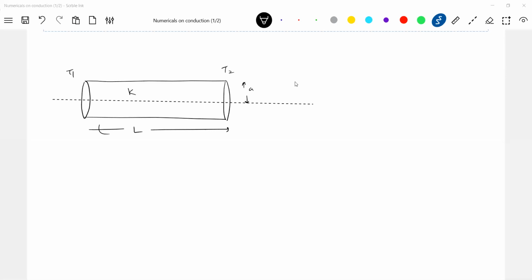So what is the direction of heat current? The direction of heat current will be in this direction. Then what you should do, perpendicular to the direction of flow of heat current, you should assume an elemental surface. So what is the elemental surface? Shall we put a disk? The elemental surface will be a disk.